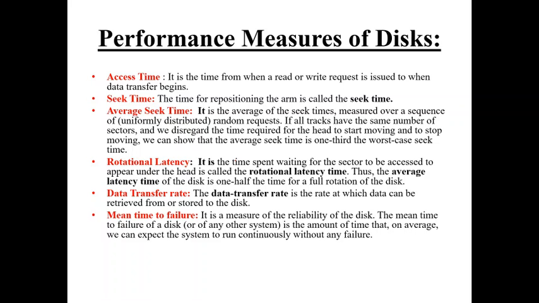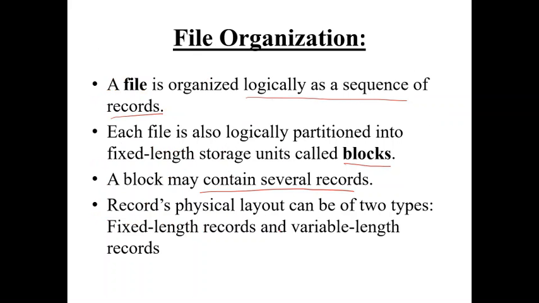A record's physical layout can be of two types. Now comes the important thing: how can we physically keep this record? A record consists of a number of attribute values, so I have to decide how to store these attribute values in a particular record. It can be stored in two ways: fixed length records and variable length records.